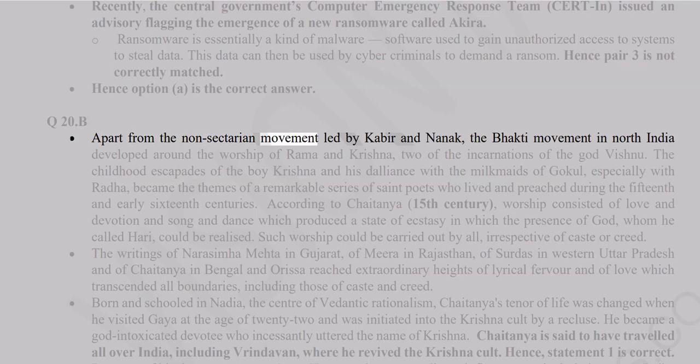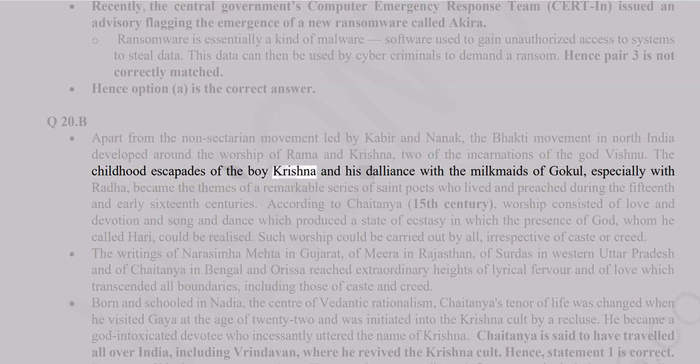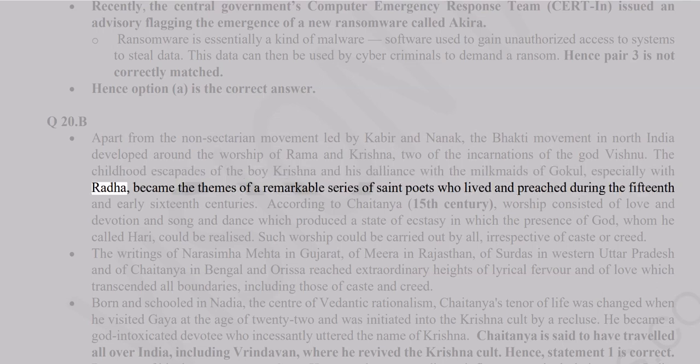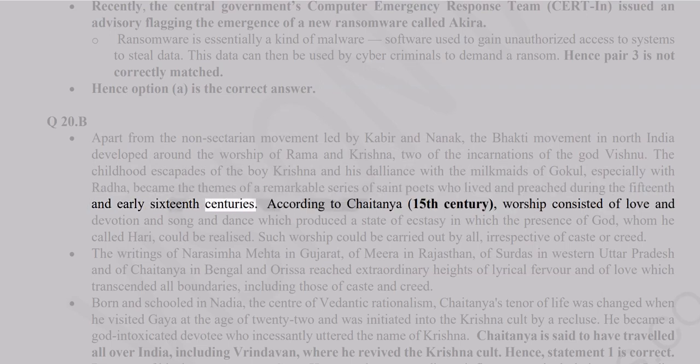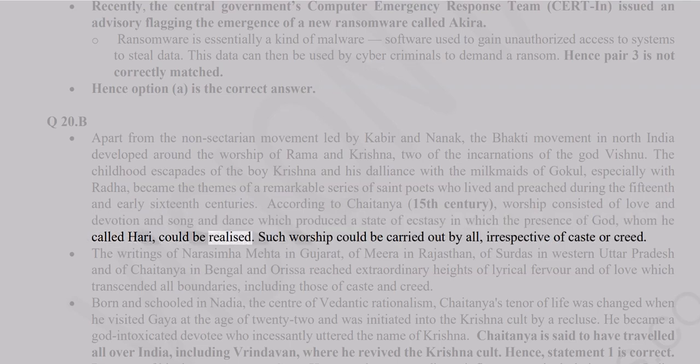Apart from the non-sectarian movement led by Kabir and Nanak, the Bhakti movement in North India developed around the worship of Rama and Krishna, two of the incarnations of the god Vishnu. The childhood escapades of the boy Krishna and his dalliance with the milkmaids of Gokul, especially with Radha, became the themes of a remarkable series of saint poets who lived and preached during the 15th and early 16th centuries. According to Chaitanya, 15th century, worship consisted of love and devotion and song and dance, which produced a state of ecstasy in which the presence of God, whom he called Hari, could be realized. Such worship could be carried out by all, irrespective of caste or creed.